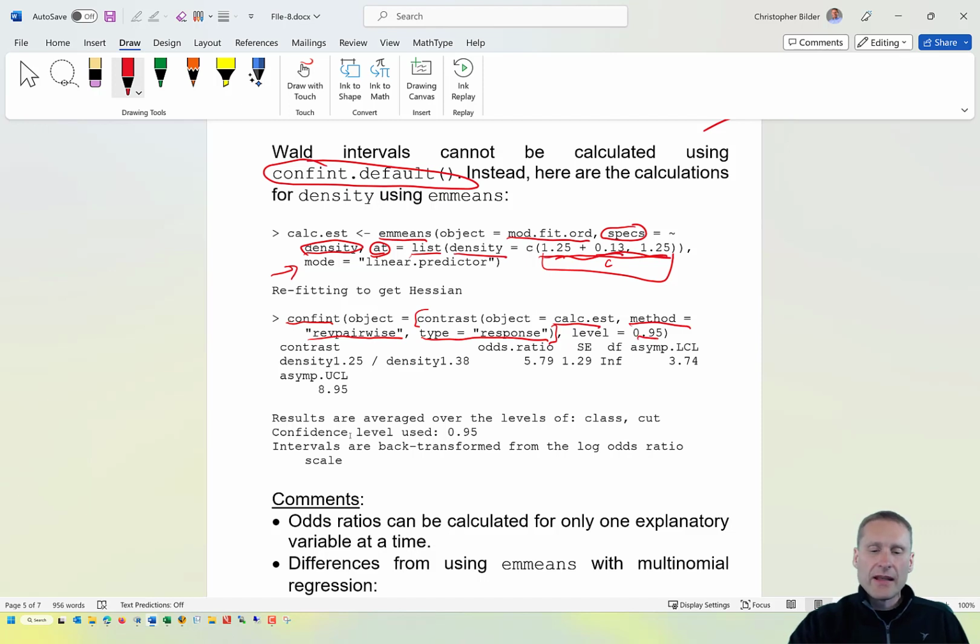95% interval. Here is then my corresponding odds ratio. We've seen the 5.79 before. Here's my corresponding confidence interval. So I say 3.74 to 8.95 is my Wald confidence interval for this particular setting.